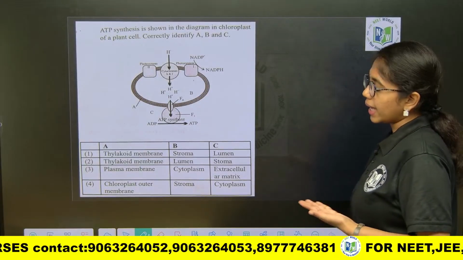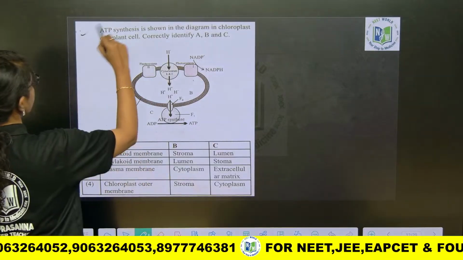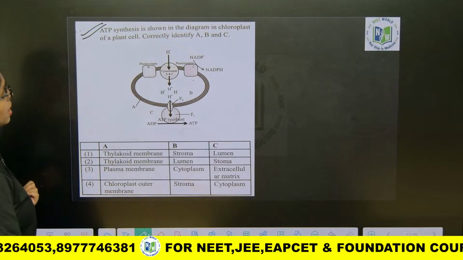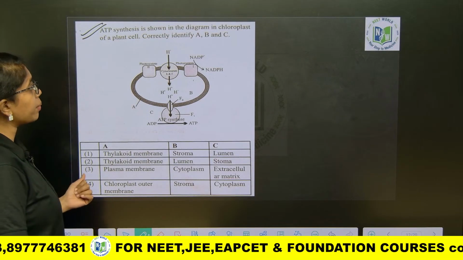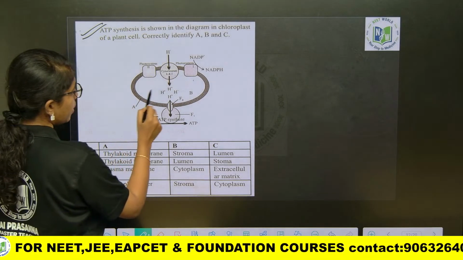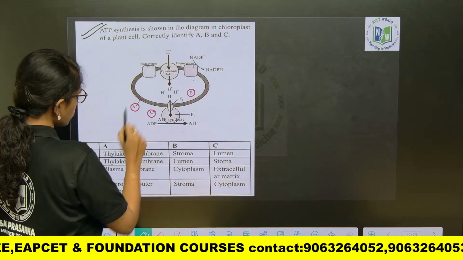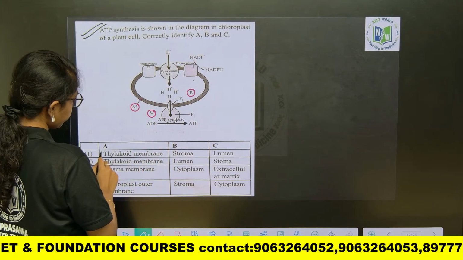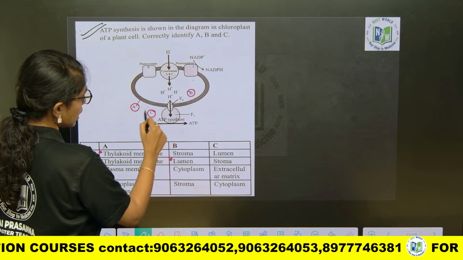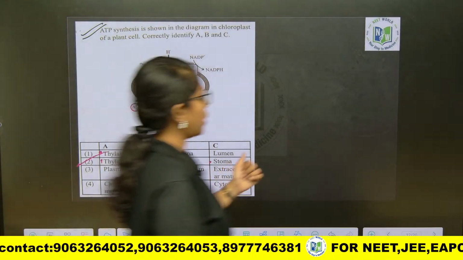Here you see again the same question, but in a different pattern, asked about what? Chemiosmotic hypothesis. Here also you observe ATP synthesis is shown in the diagram in chloroplast of plant cell. Correctly identify A, B and C. A here is what? Thylakoid membrane. B here is what? Thylakoid lumen, and C is what? Stroma. So, here the option is 2. Very simple, right? Next.